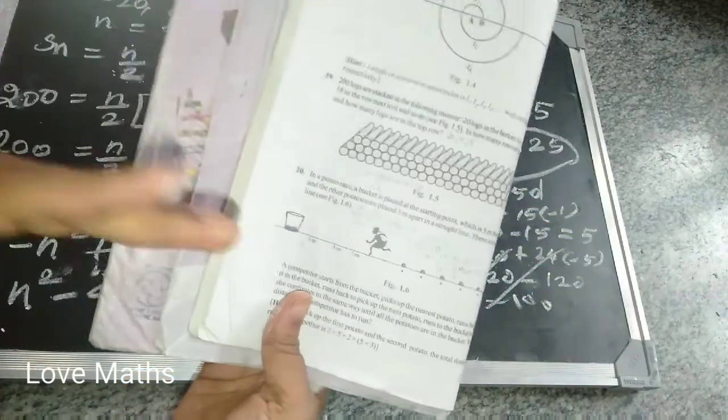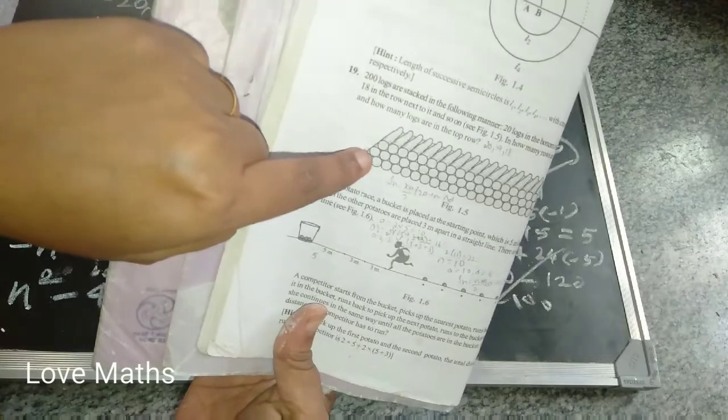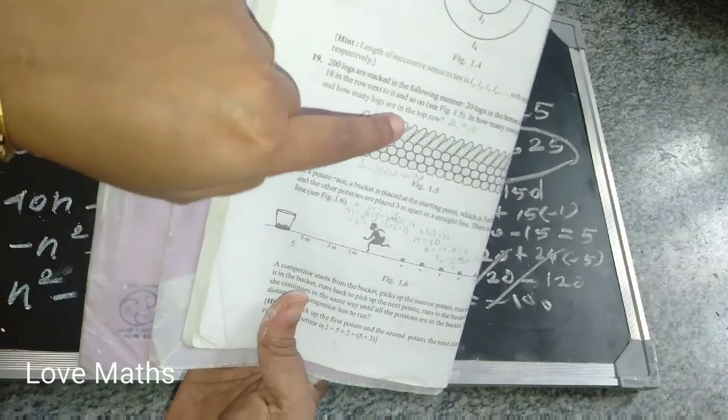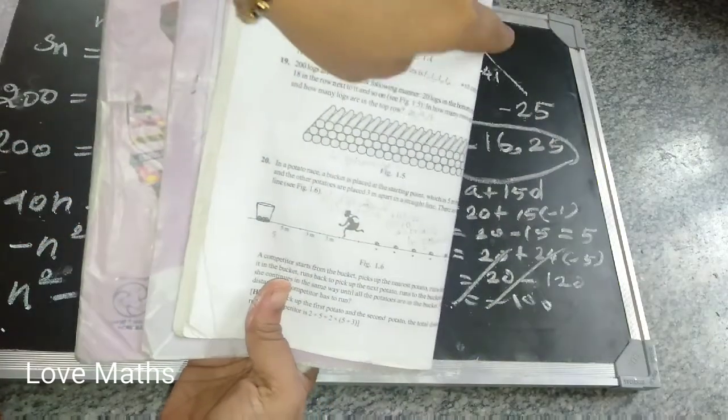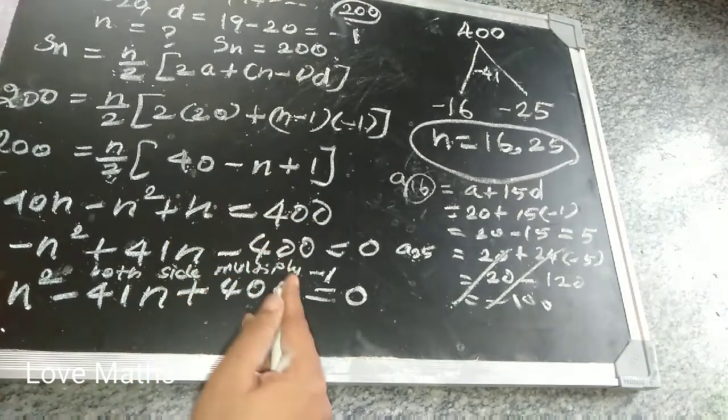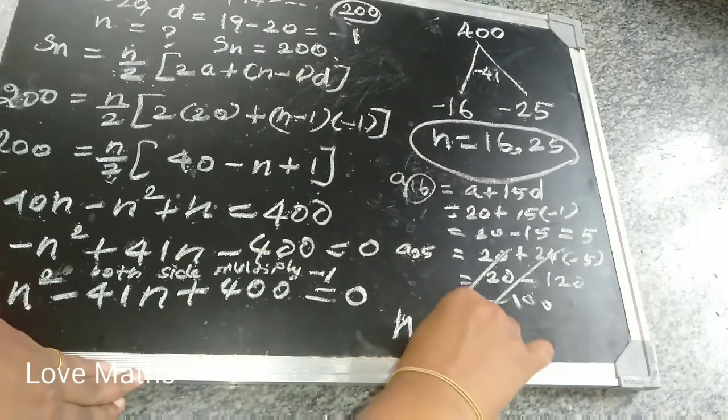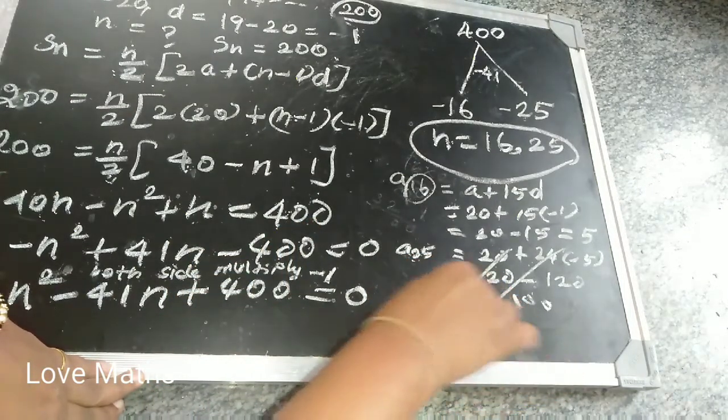Totally 200 logs. How to arrange? This is the first row, second row, third row, like that, and in the 16th row 5 logs will be there. That is the meaning. So the number of rows is 16.